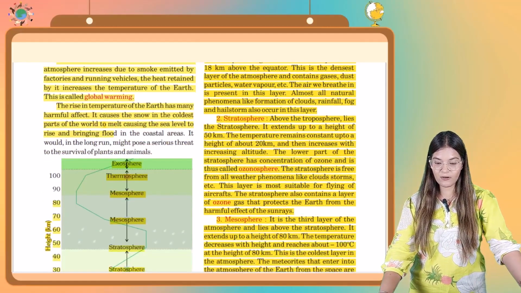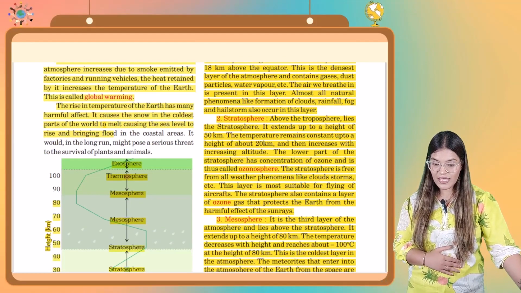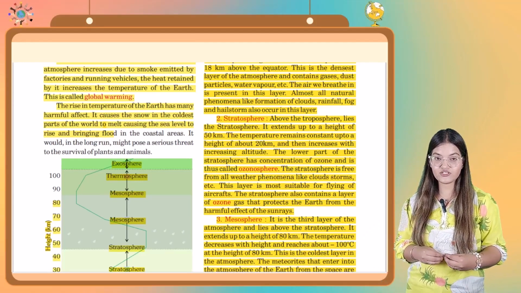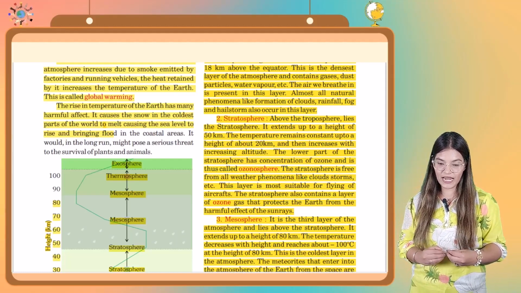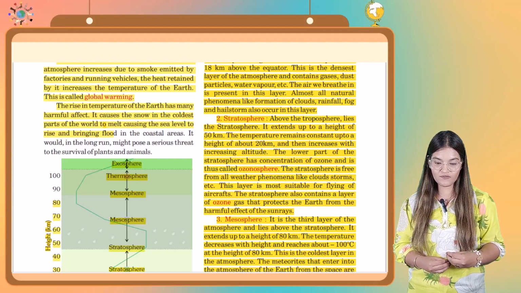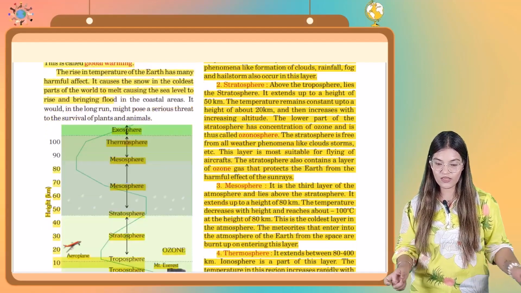Now we will read about stratosphere. Above the troposphere lies the stratosphere. It extends up to a height of 50 km. The temperature remains constant up to a height of about 20 km and then increases with increasing altitude. The lower part of the stratosphere has concentration of ozone and it is called ozonosphere.